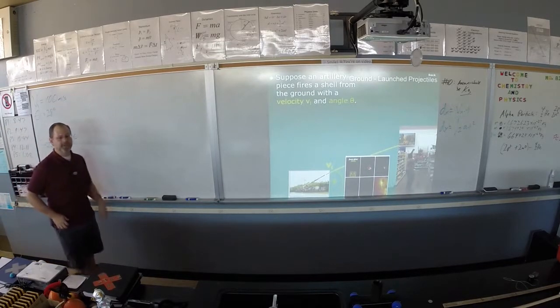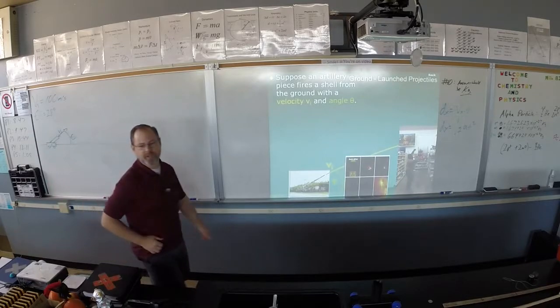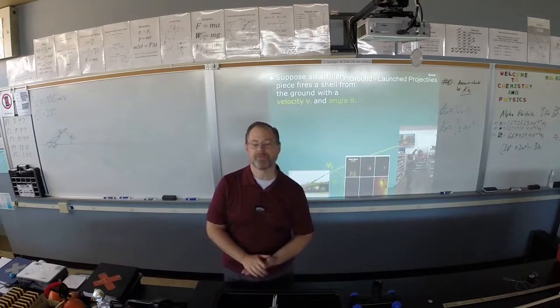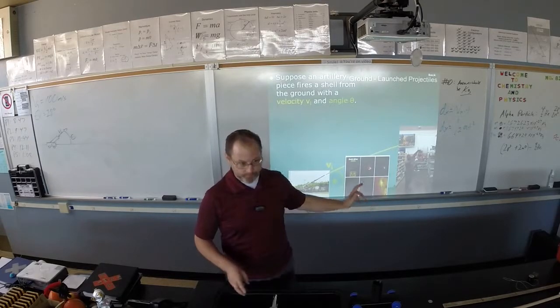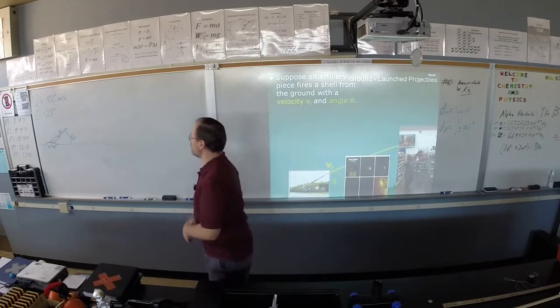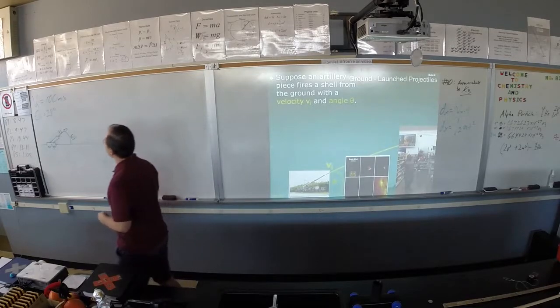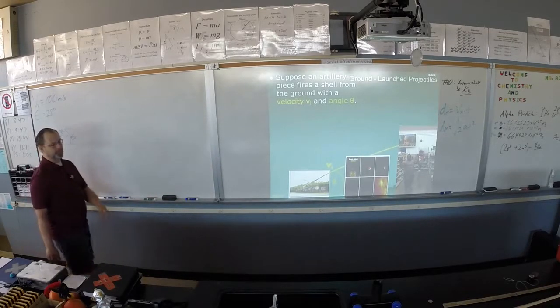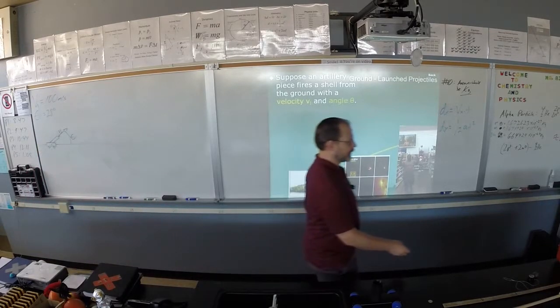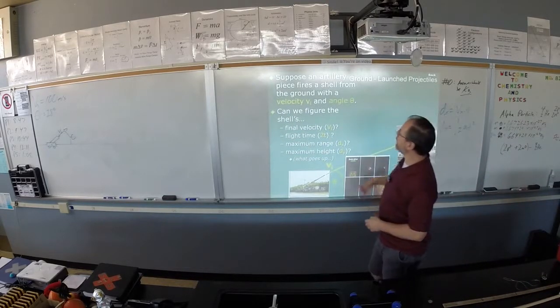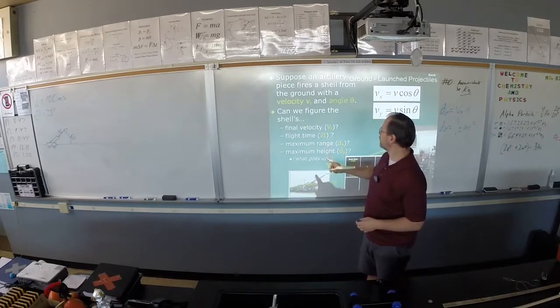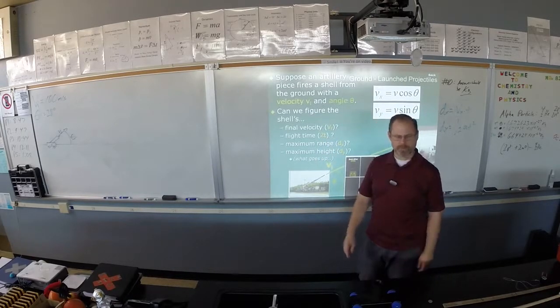So here's the great thing about ground launch projectiles. You're going to have 6 different variables you can calculate. If you have any 2, you have all 6. Okay. So we're launching a projectile at 100 meters per second at 28 degrees. And the first question that we need to answer, actually all of the questions we need to answer, are right here. So can we figure out the final velocity, the flight time, the maximum range, and the maximum height? Yes. Yeah, of course we can.